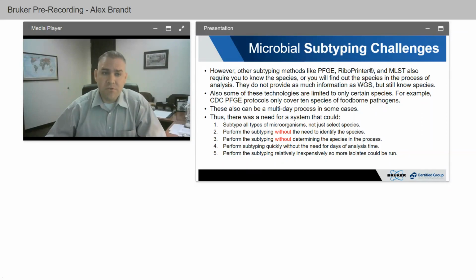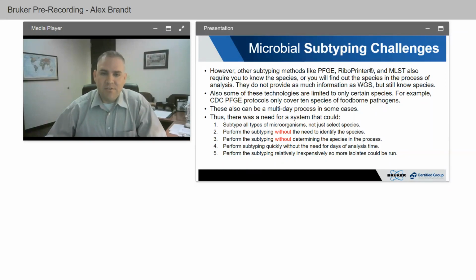So a few years ago, when we were looking at new subtyping technologies to bring on to be able to track these organisms through people's food processes, we identified several needs. We needed a system that could, one, subtype all microorganisms, not just select species. Two, perform the subtyping without the need to identify the species. Three, perform the subtyping without determining the species in the process. Four, perform that subtyping quickly without the need for days of analysis time. And five, perform the subtyping relatively inexpensively so more isolates could be run.